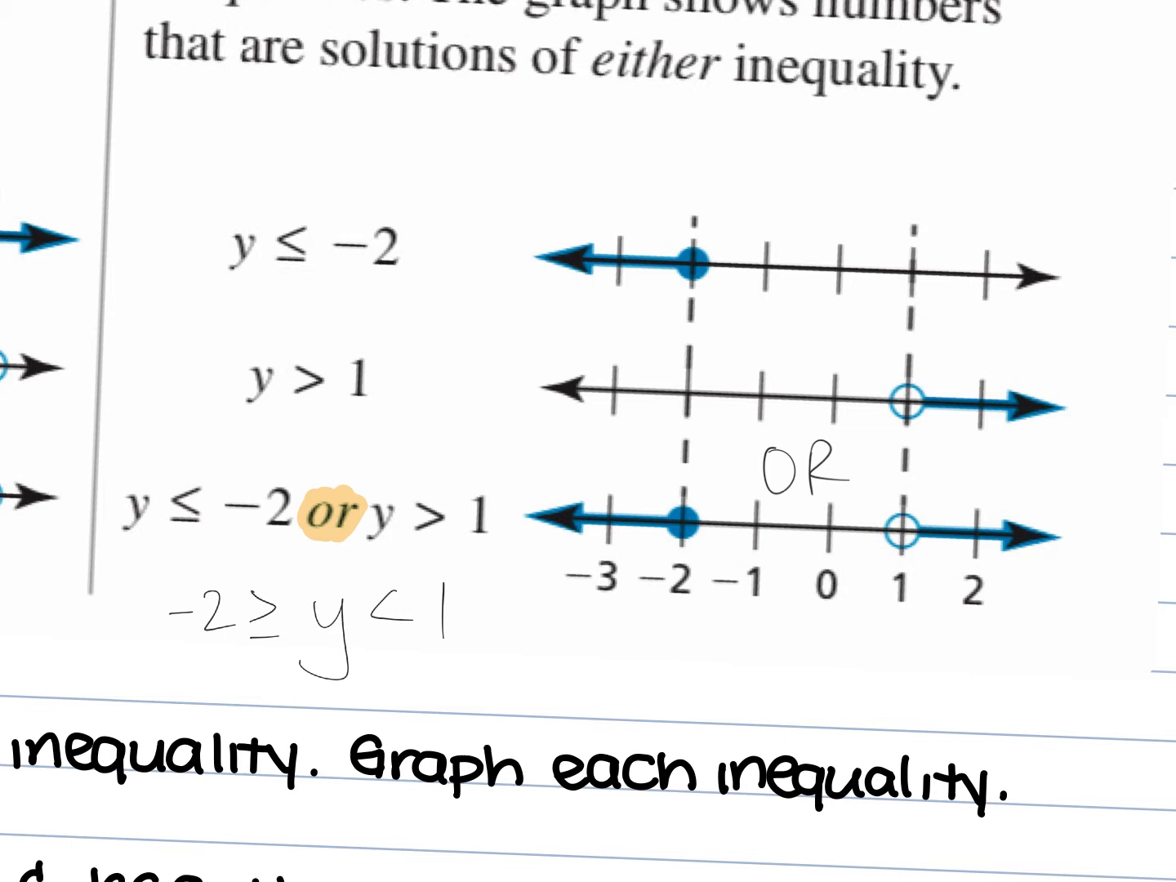Do you see how these two are facing different directions? You cannot write an or inequality like this. This is a big no-no, okay? Only and inequalities can be written as one. Yes?